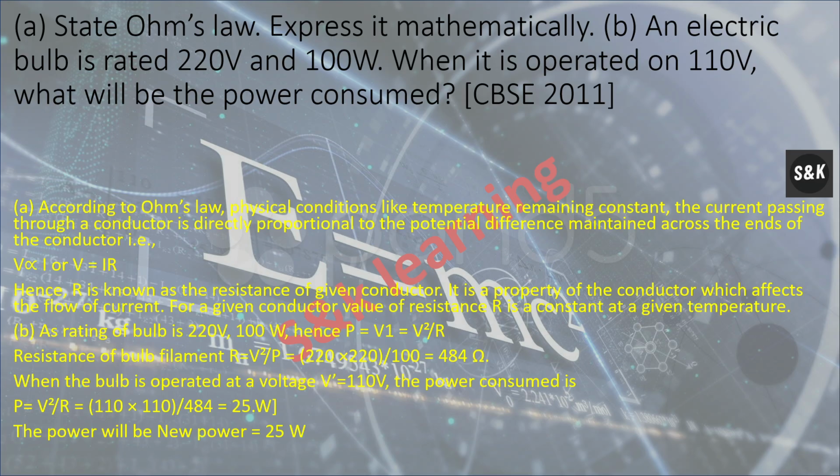As rating of bulb is 220 volt 100 watt, hence P equals VI equals V square by R. Putting the value, we get the power will be 25 watt.